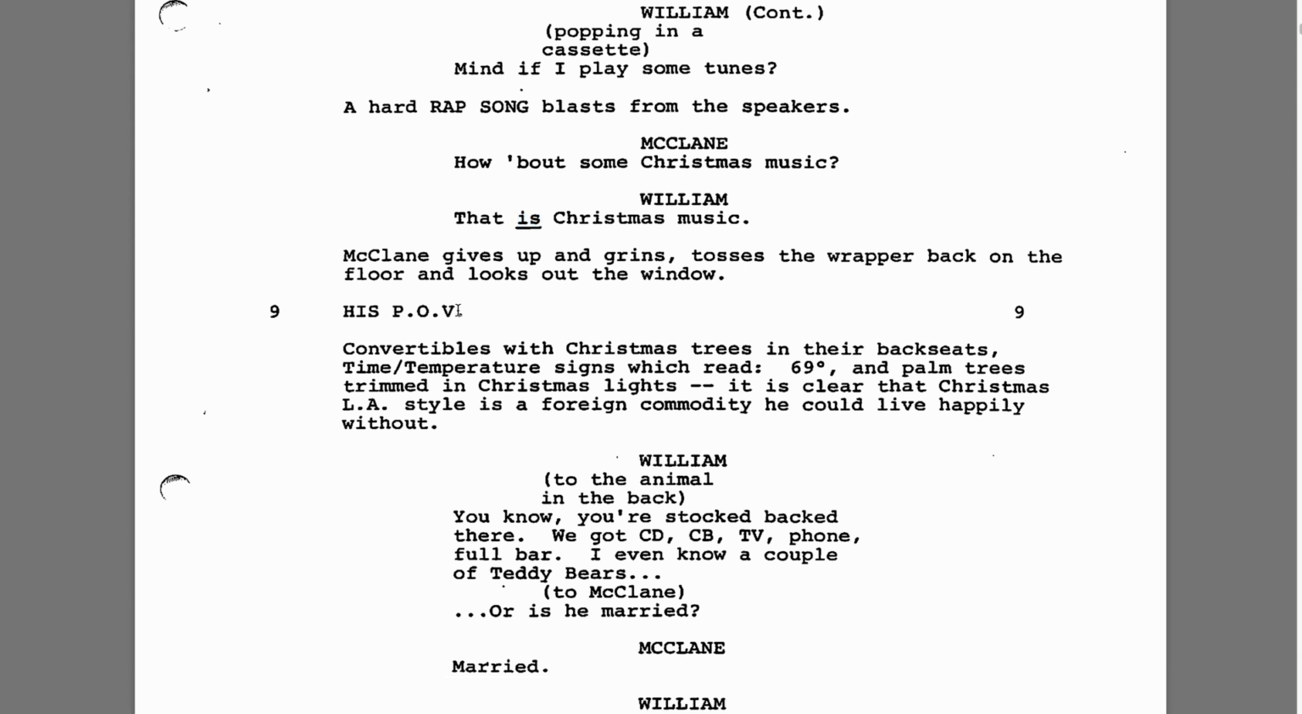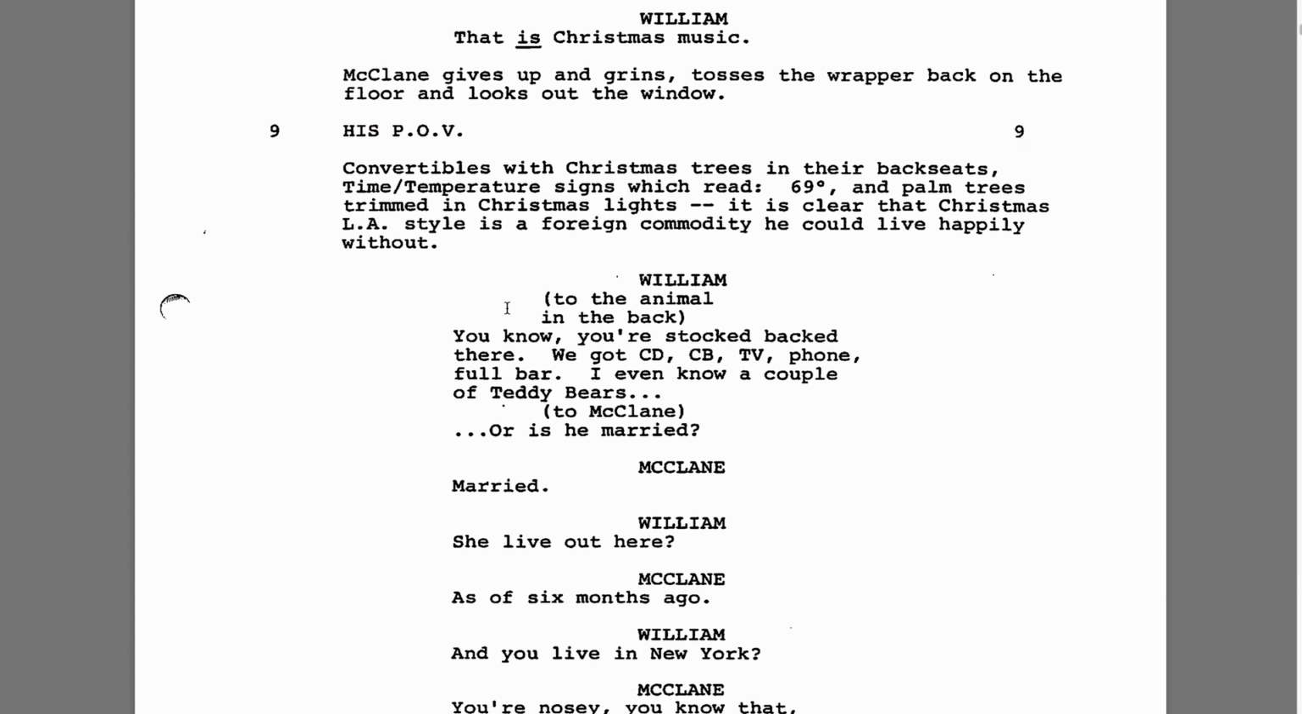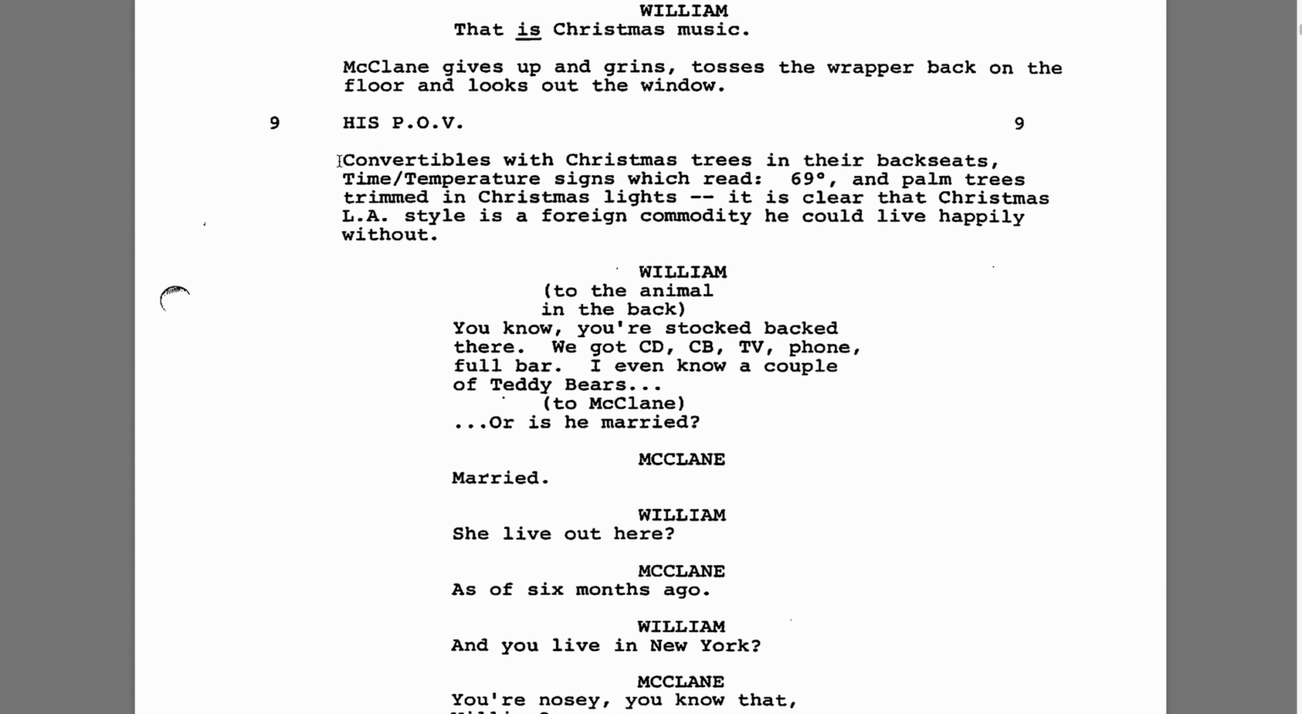Now, notice here, this is another sign that this is a shooting script, because this slug here is actually, he looks out the window, his POV, right? So it's like showing this camera angle very specifically. That's something we probably would not do here. Otherwise, nowadays, especially for spec, we could just say he looks out the window and say he sees or he watches convertibles with Christmas trees in their back seats, 69 degrees, all that kind of thing. We wouldn't have to have this right here.